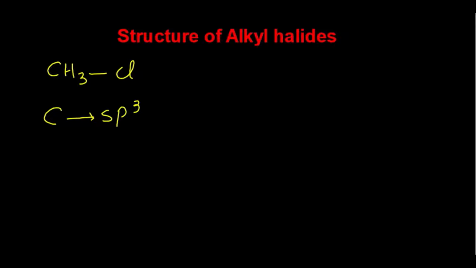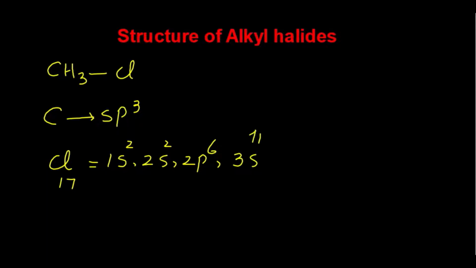Now chlorine, atomic number 17. Write down the electronic configuration of chlorine. Electronic configuration of chlorine would be 1s2, 2s2, 2p6, 3s2, 3px2, 3py2, 3pz1. So this is the electronic configuration of chlorine.